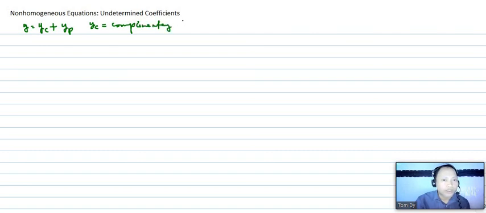This time we will discuss non-homogeneous equations using undetermined coefficients. To solve non-homogeneous differential equations, we write y equivalent to y sub c plus y sub p, wherein our y sub c is what we call the complementary function, and our y sub p is the particular solution.